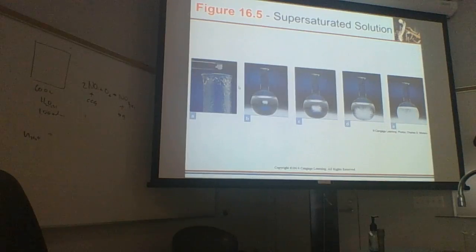Here's sodium acetate. This is the seed crystal they're using. The seed crystal is fast because then the sodium acetate ions can attach to this and grow like they are here.